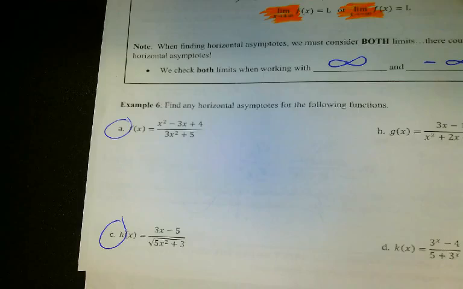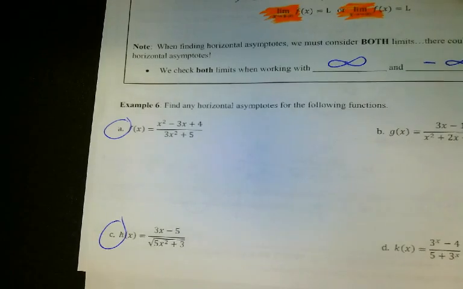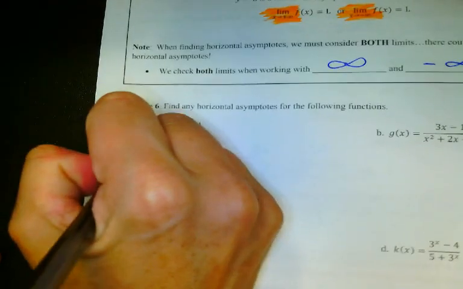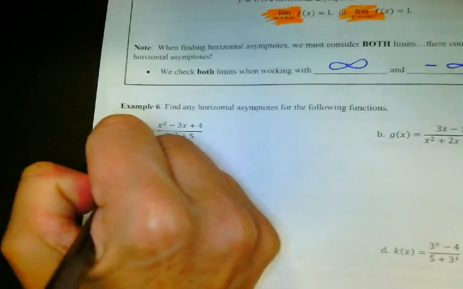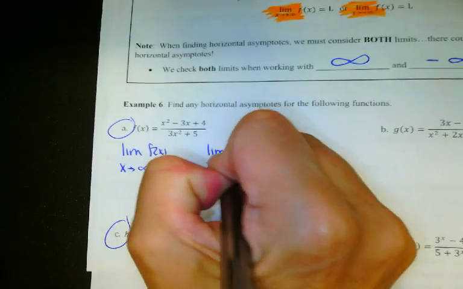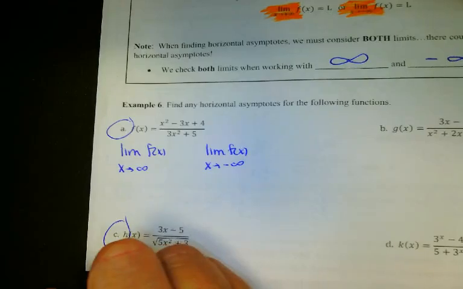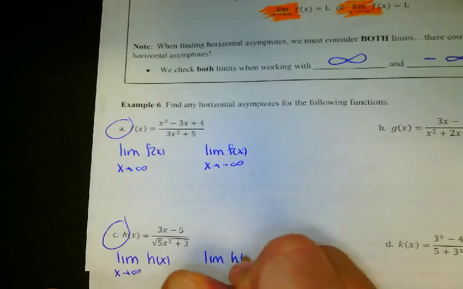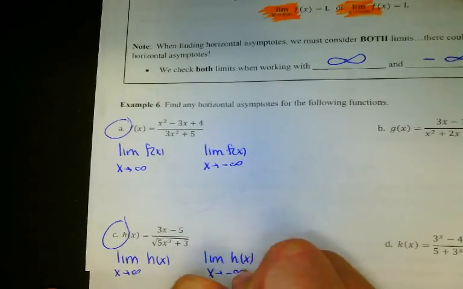We're looking for horizontal asymptotes. So you're telling your brain, I need the limit as x approaches infinity and the limit as x approaches negative infinity. And write them each out. The limit as x approaches infinity and the limit as x approaches negative infinity. And find them both.